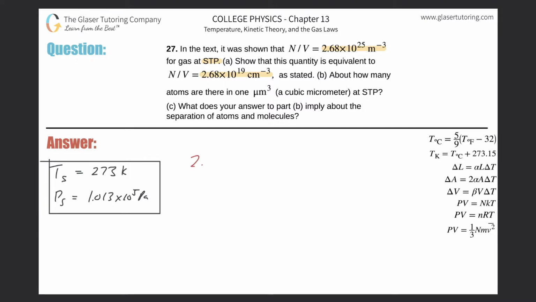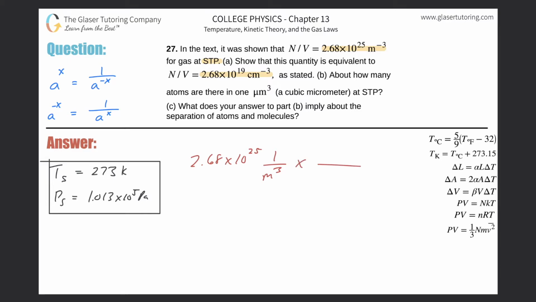We have to basically convert 2.68 times 10 to the 25th meter to the minus 3 into centimeter to the minus 3. Instead of writing meter to the minus 3, I can inverse that and write 1 over meter to the positive 3. That's the mathematical rule here. If you have a to the x, you can rewrite that as 1 over a to the minus x. Another way to write that would be if you had a to the minus x, you would then rewrite that to 1 over a to the positive x. So that's all I did here.